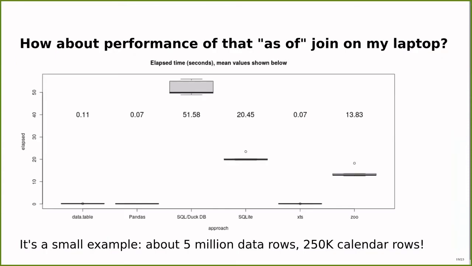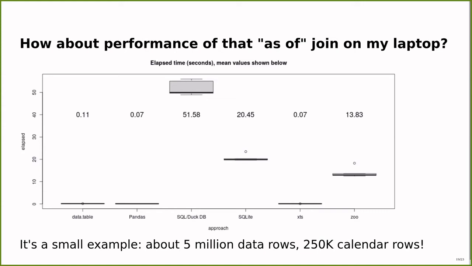And how does it compare to R performance-wise on my laptop? So I took that example I just showed you with the two tables, and I just scaled them up. So I had 5 million data observations and 250,000 calendar entries. So it's still a tiny problem, right? It's just a couple megabytes. It easily fits in my laptop's memory. It's not a very big problem. And you can see xts and pandas on my laptop almost instantaneously give me the join in about 70 milliseconds. And this is averaged over like 10 runs.